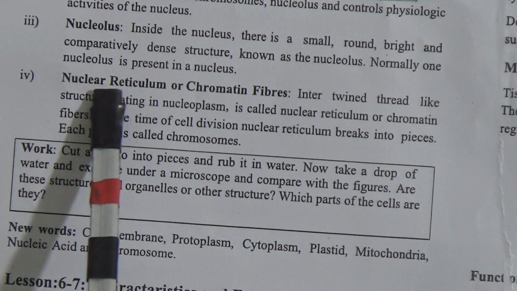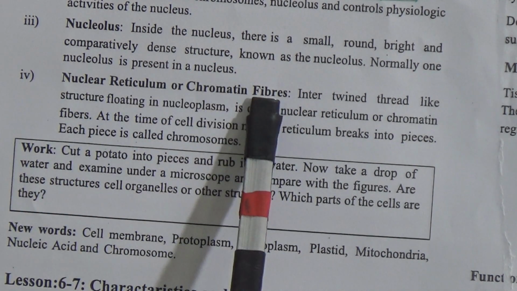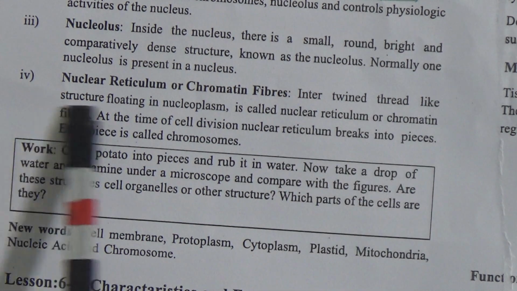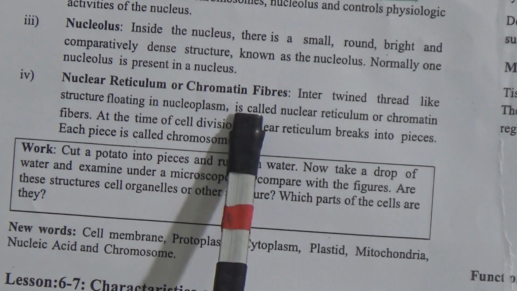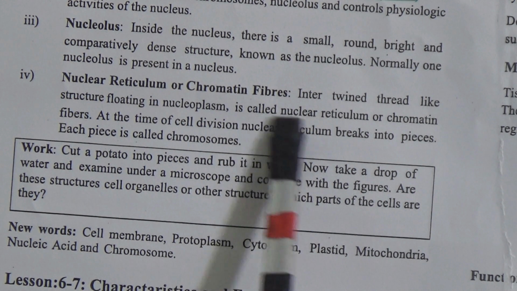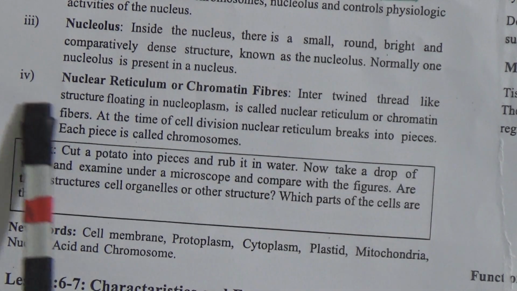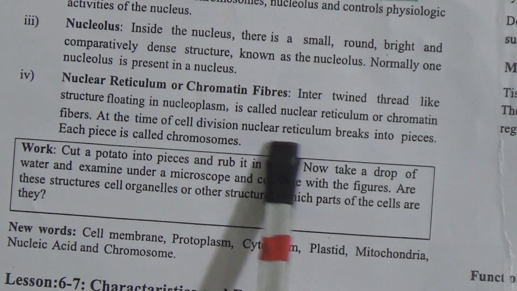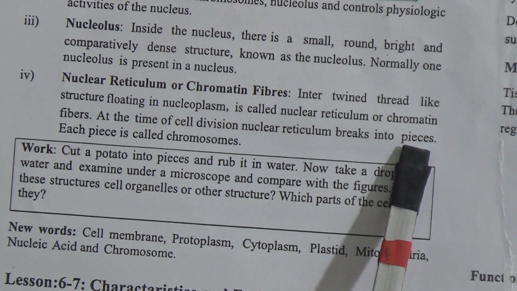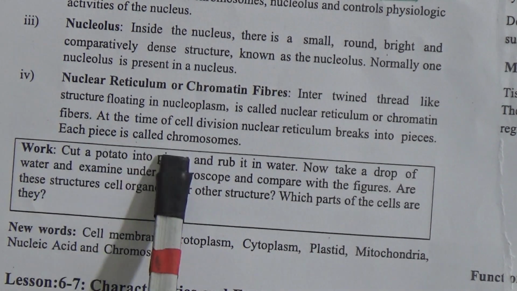Number 4, nuclear reticulum or chromatin fiber. The intertwined thread-like structure floating in nucleoplasm is called nuclear reticulum or chromatin fiber. At the time of cell division, nuclear reticulum breaks into pieces. Each piece is called a chromosome.